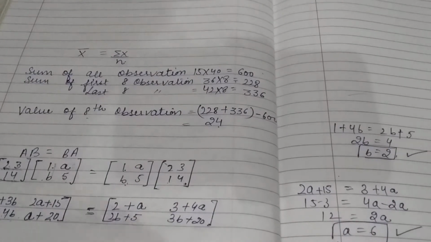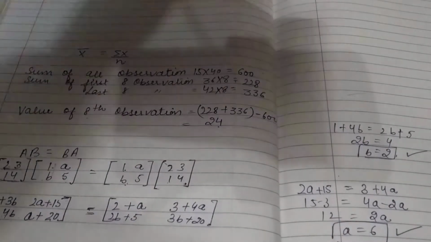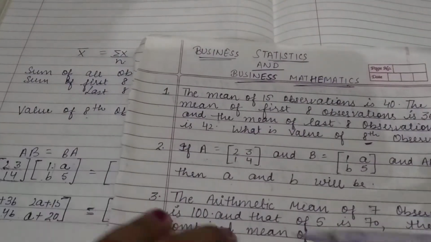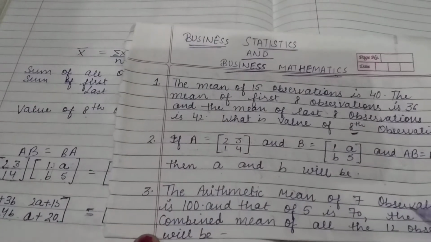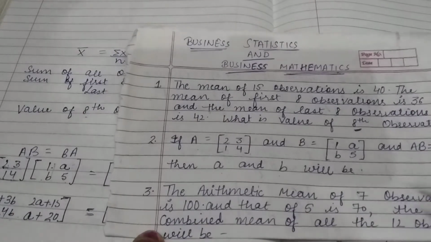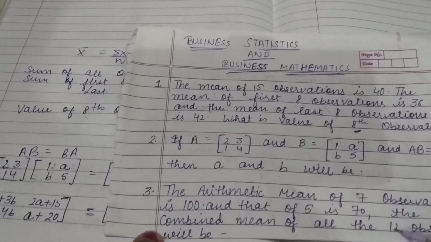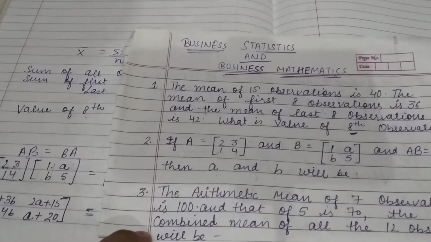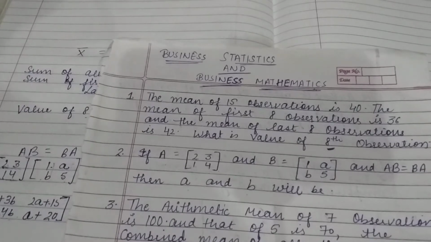Now move on to the third question. The arithmetic mean of 7 observations is 100 and that of 5 observations is 70. What is the combined mean of all the 12 observations? That we have to calculate in this question.